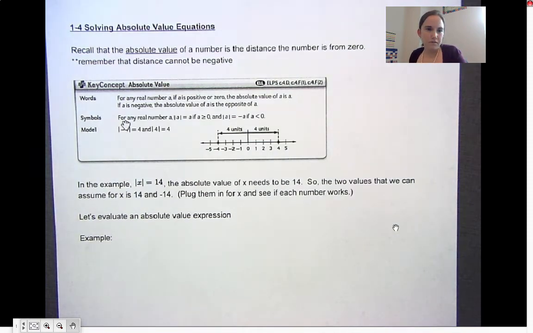So this is a video covering lesson 1-4, solving absolute value equations. And this is one that you want to really pay close attention to. Sometimes students forget that there are actually two parts when you're solving absolute value equations. So make sure you're careful.